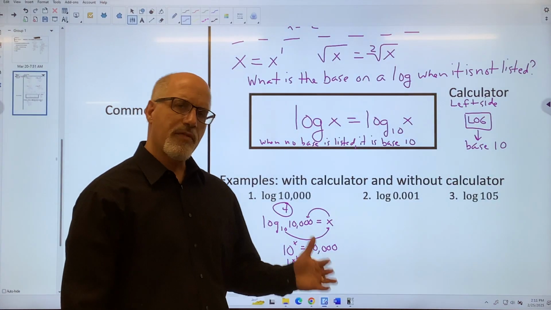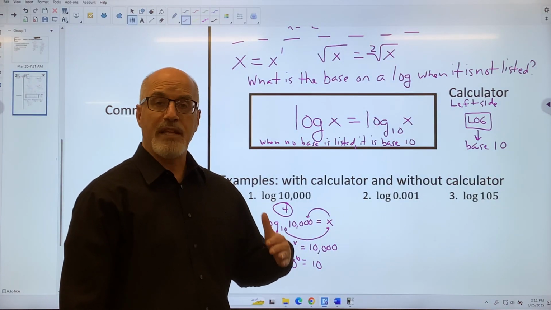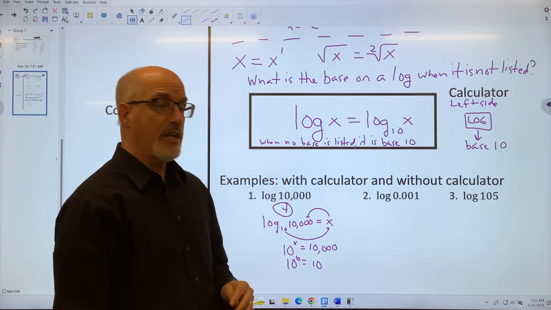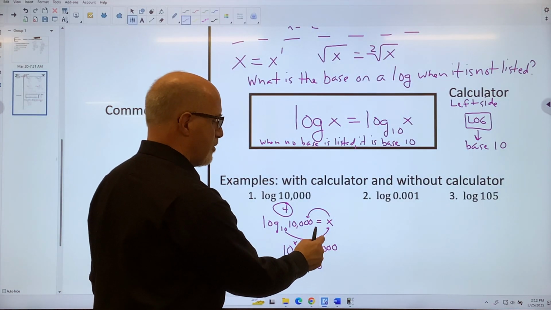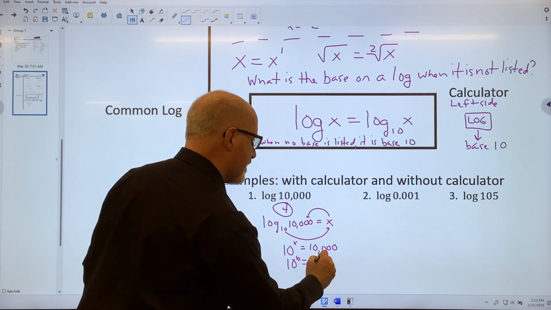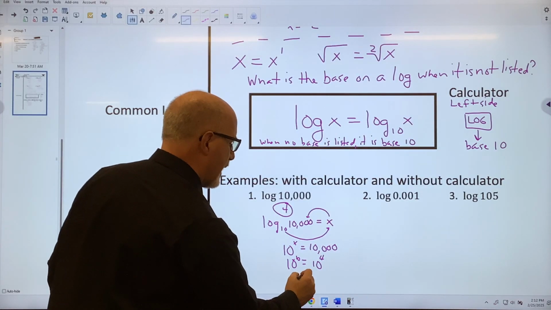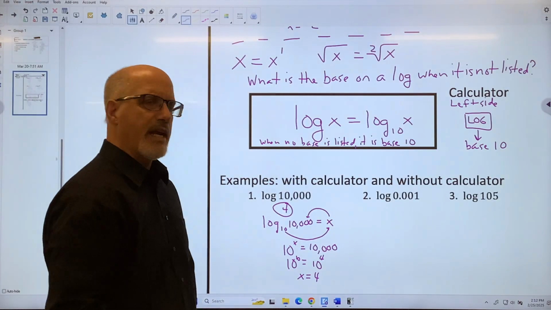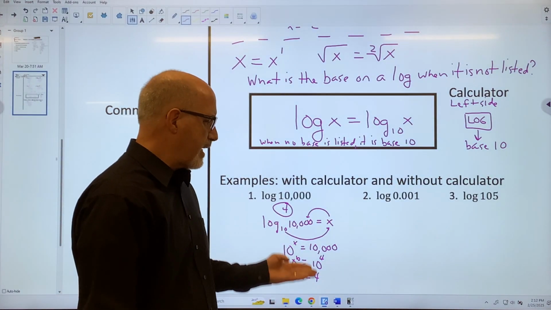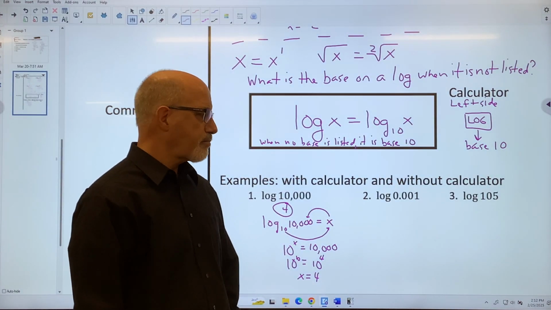Well, if you remember probably from your science classes, or when in math you did scientific notation, the way you figured that out is you counted zeros. 1, 2, 3, 4. That's 10 to the 4th. And so x is equal to 4 when the bases are the same. So we get our answer of 4 from working through it without a calculator.